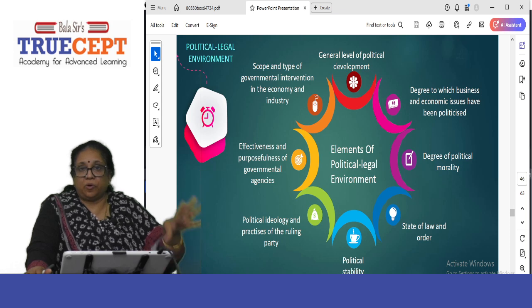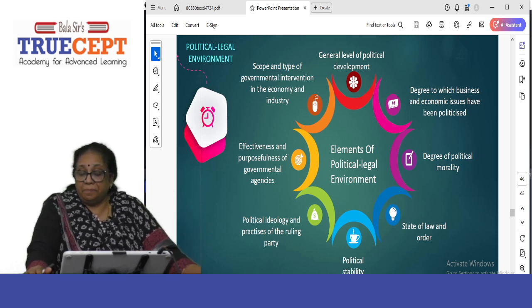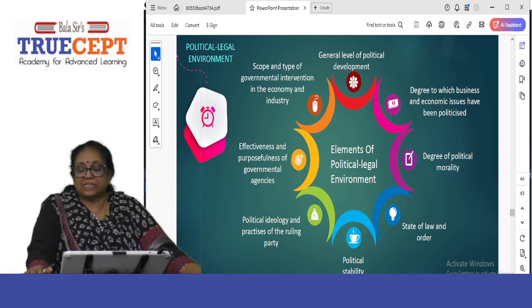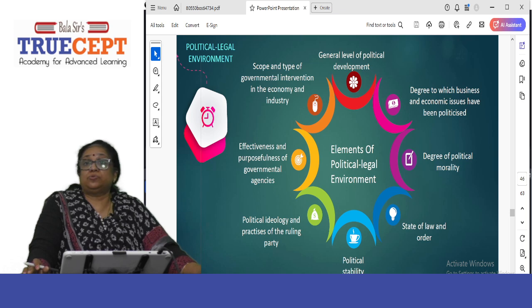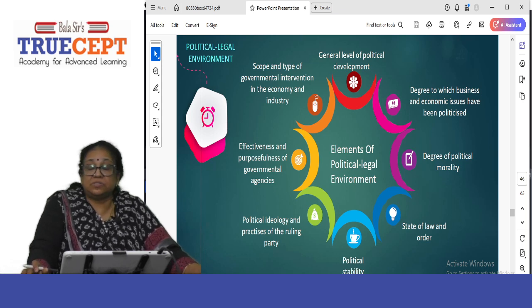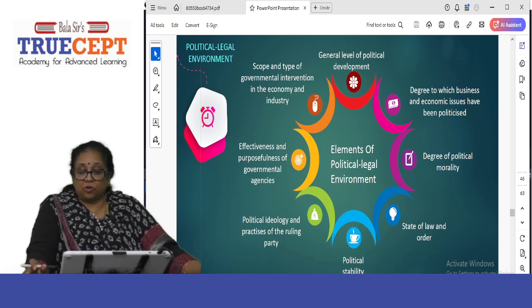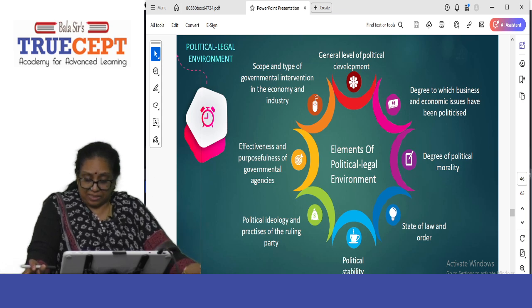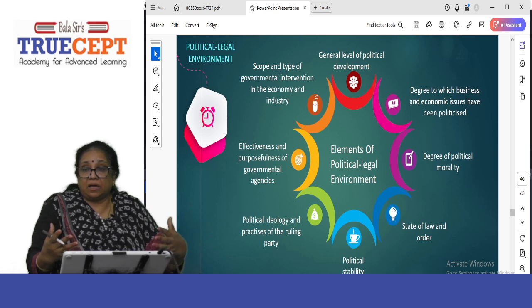Those you can touch upon, but when you are looking at tax subsidies and other benefits, we are actually looking at the political legal environment. Here we are talking about the degree to which a business will be politicized. Now, politics and business go hand in hand. So here we are talking about how business and economic issues have been politicized. The degree of political morality, law and order. Suddenly there shouldn't be a conflict and an eruption, a hartal, then immediately your business is disrupted.